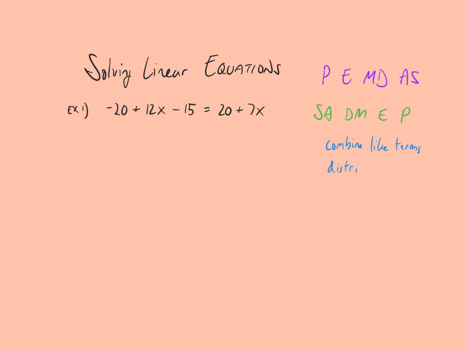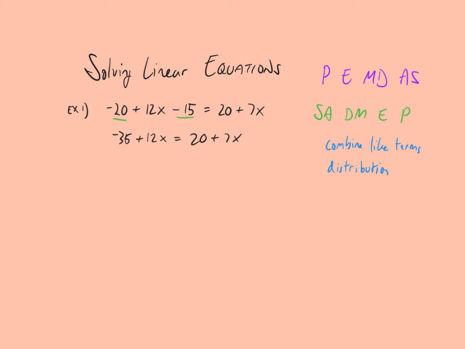So get each side as simple as possible, then try to solve it. I notice here on the left side of my equation, I have these two constant terms. So I'm going to go ahead and combine those. Remember, when you're combining, you just do what it says. So that's negative 20 minus 15. So that's negative 35 plus 12x equals 20 plus 7x.